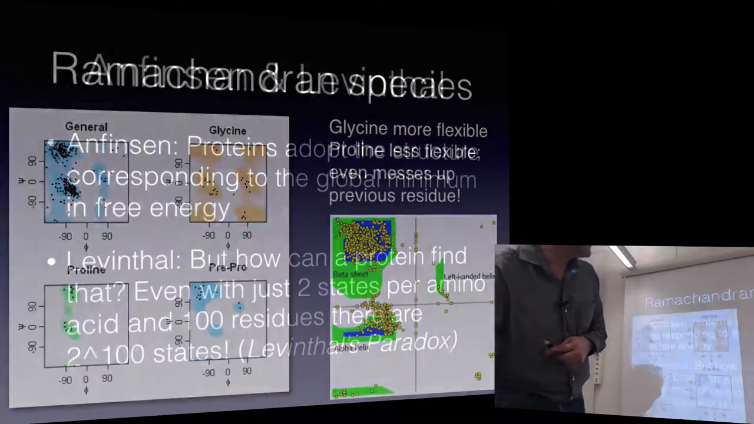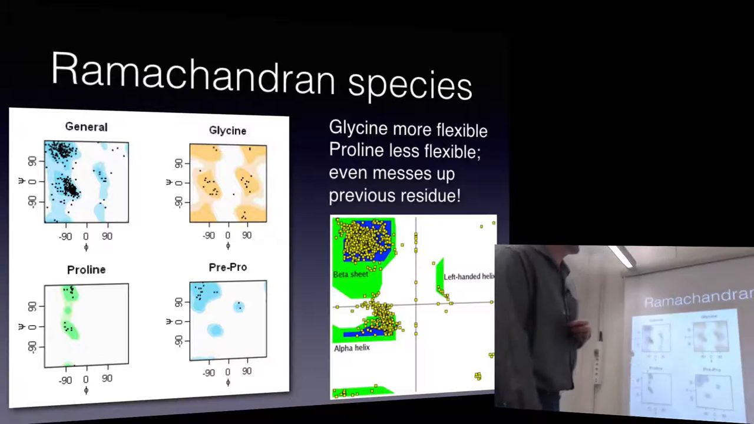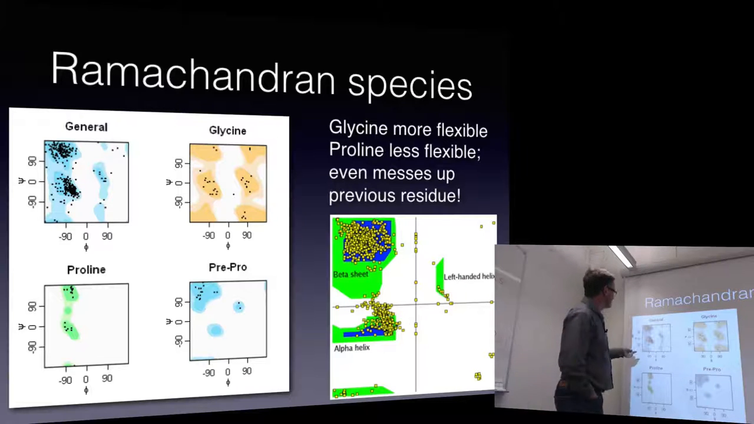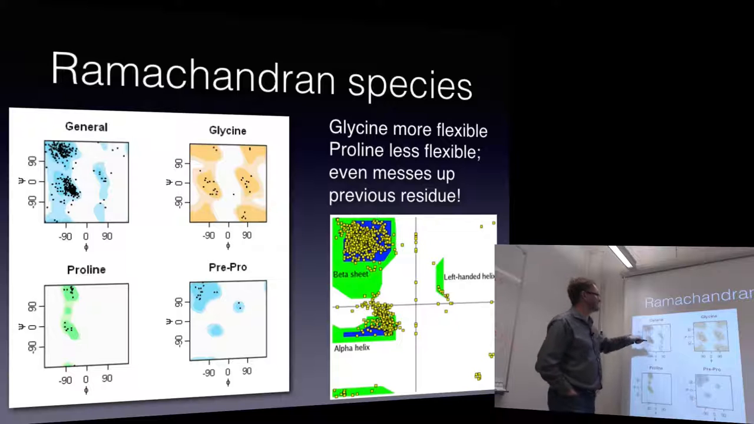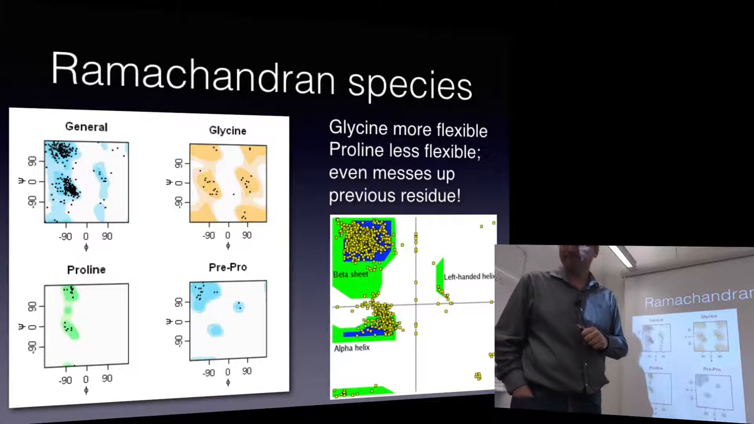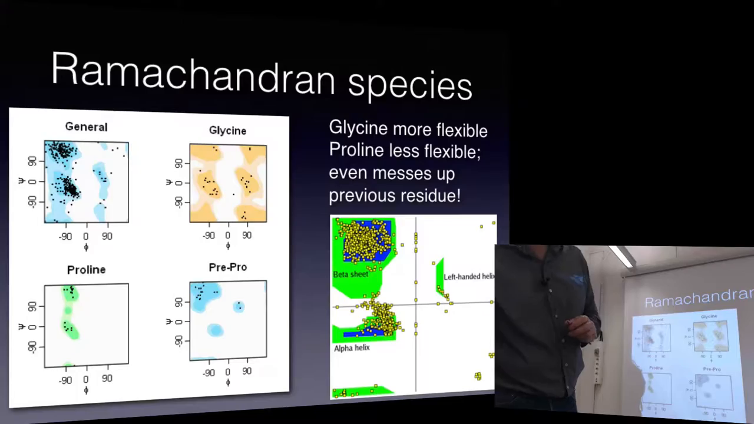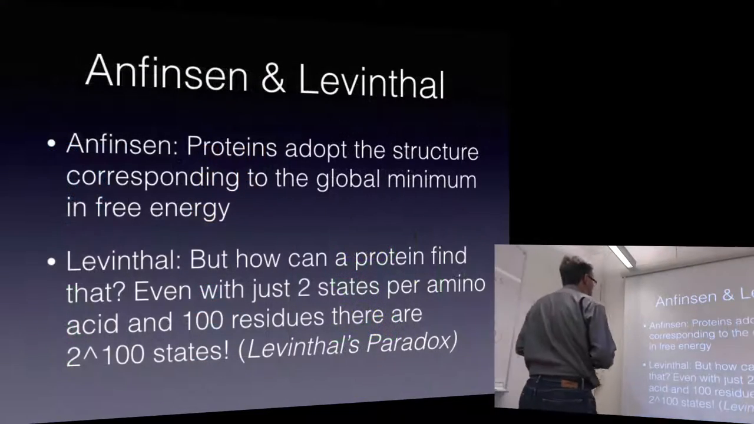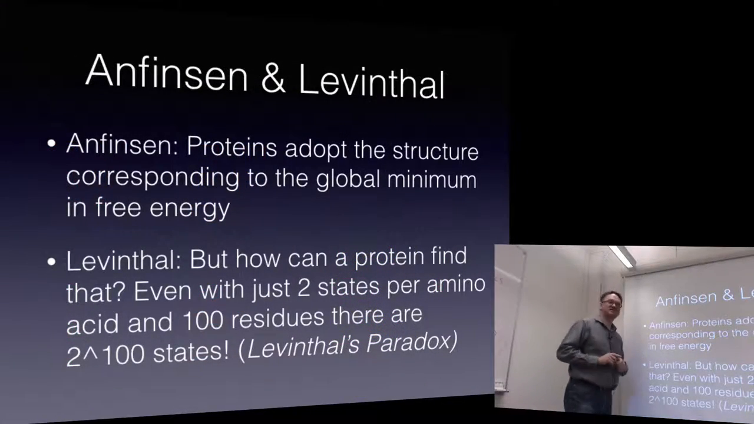So these diagrams are called Ramachandran diagrams. You put the phi angle on one axis and the psi on the other one, and it tells you what structures are possible or not. And this brings us to two very famous people in this field. First, Christian Anfinsen, Danish scientist.